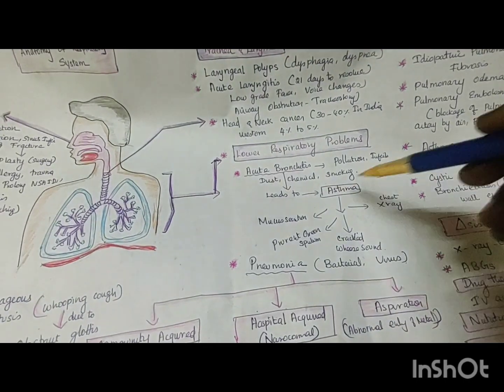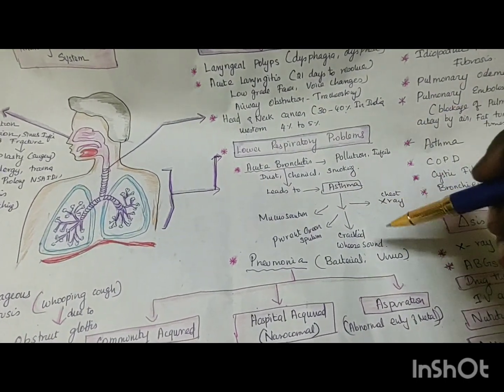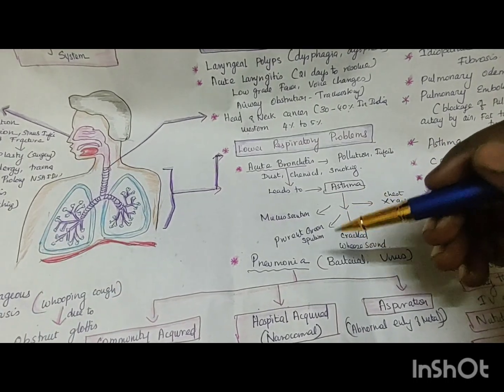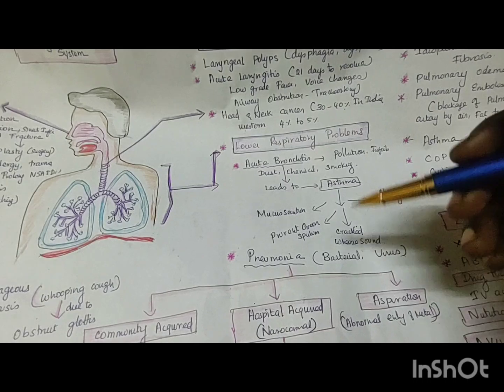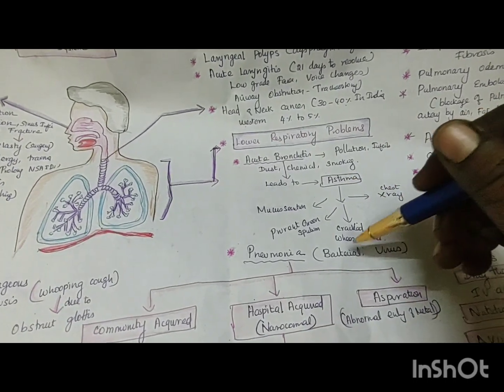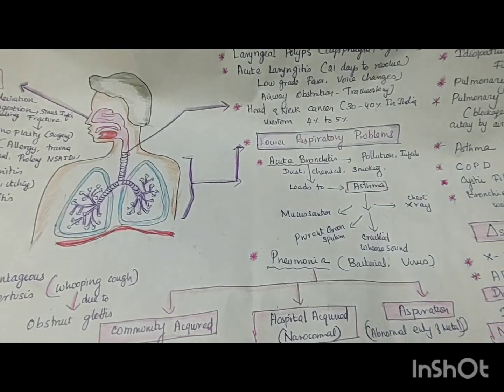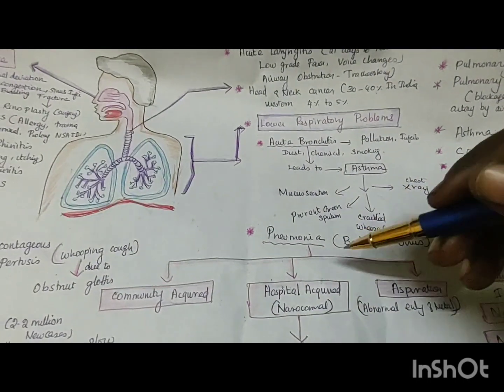So asthma, what are the main signs and symptoms? You can see mucus secretion, purulent sputum, and crackles and wheeze sounds during the physical examination. Mainly a chest X-ray can be done. And among all these diseases, the main important and very pathetic one is pneumonia.